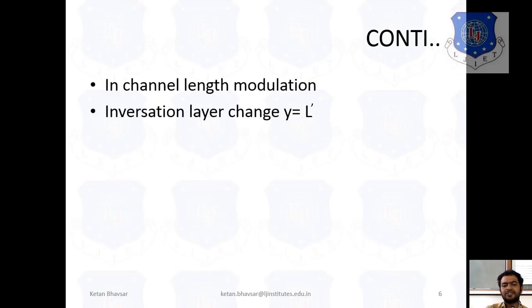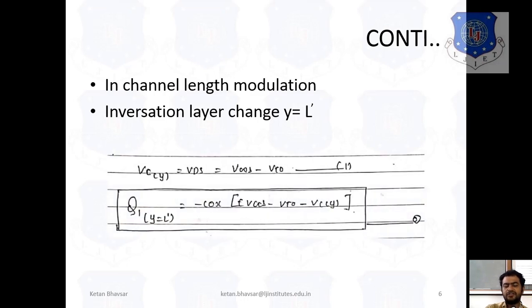So in channel length modulation, the inversion layer changes from y is equal to L to y is equal to L dash, because of the pinch off point, your channel is displaced from y is equal to L to y is equal to L dash. So the displacement factor is equal to delta L. Now in the inversion layer, the channel length should be y is equal to 0 to y is equal to L dash. So VC of y is equal to VDS is equal to VGS minus VTO.